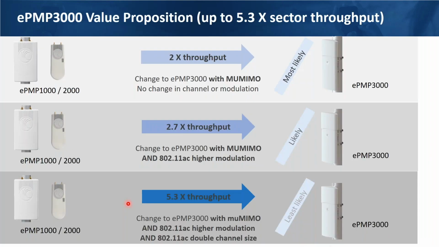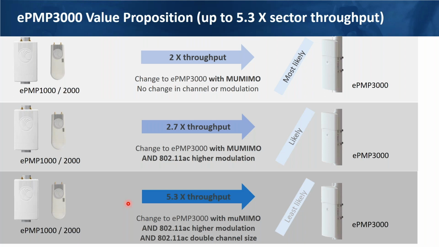Okay, so this slide also summarizes, gives you a graphical representation of what I've explained before on how you are able to multiply your throughput up to 5 times. So the most likely cause of your capacity increase will come from the multi-user MIMO, because the access point is capable of communicating with 2 subscriber modules simultaneously, as opposed to 1 subscriber module that the ePMP 2000 and 1000 communicates with.